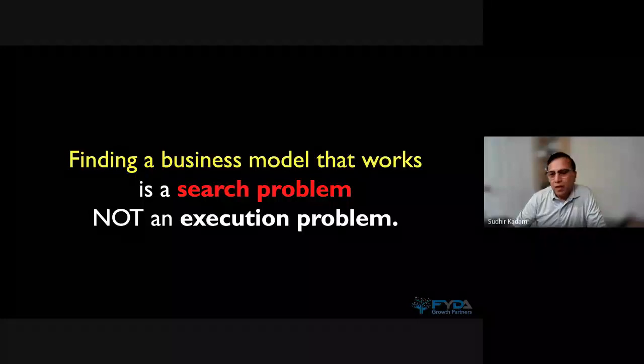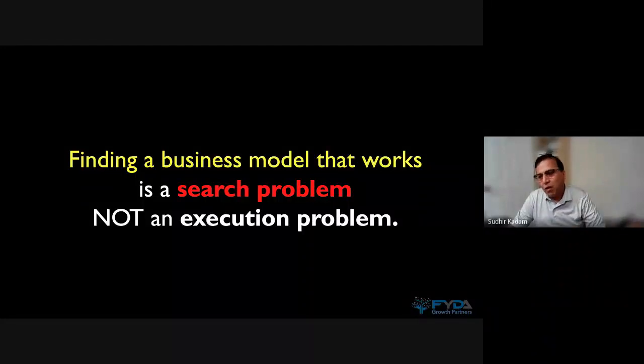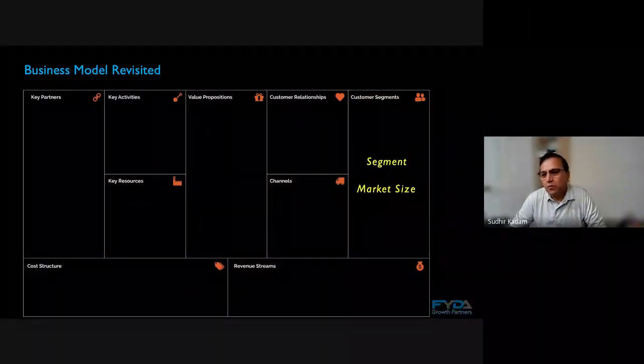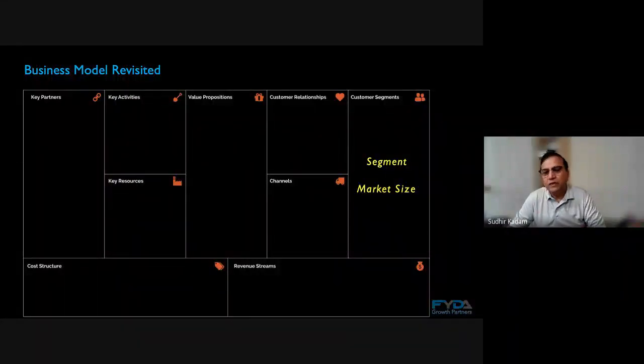So you are still in a stage where you're trying to find the right business model. While you have filled in all the 9 blocks, let me revisit this one more time and see what these 9 blocks are, what value we are getting, and how our course is helping you get there. We spoke a lot about segments in value proposition, and then we had this talk on market sizing, like TAM, SAM, SOM. So that is all covered.